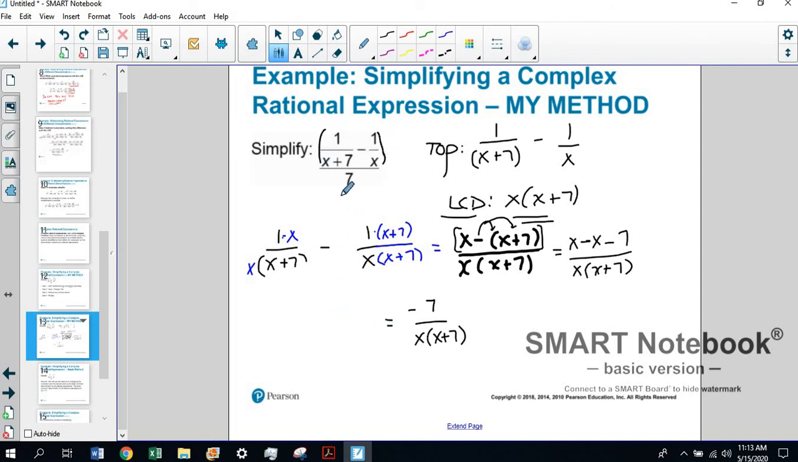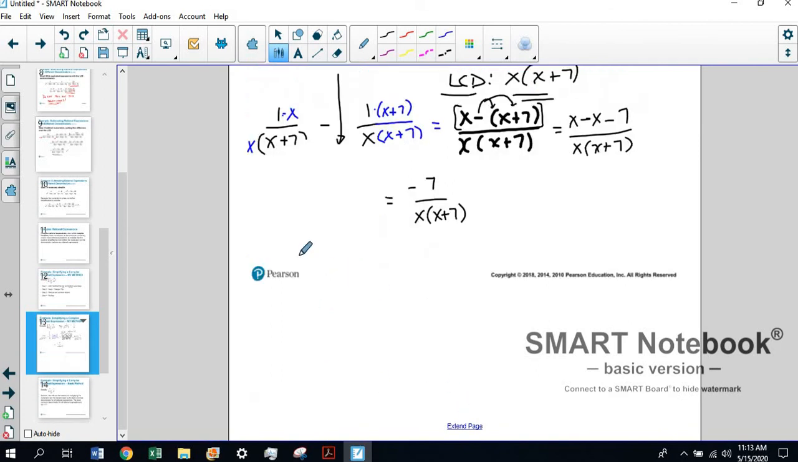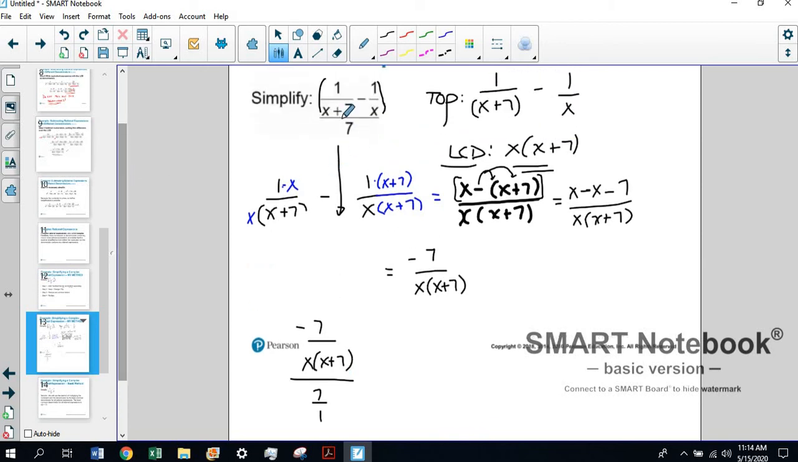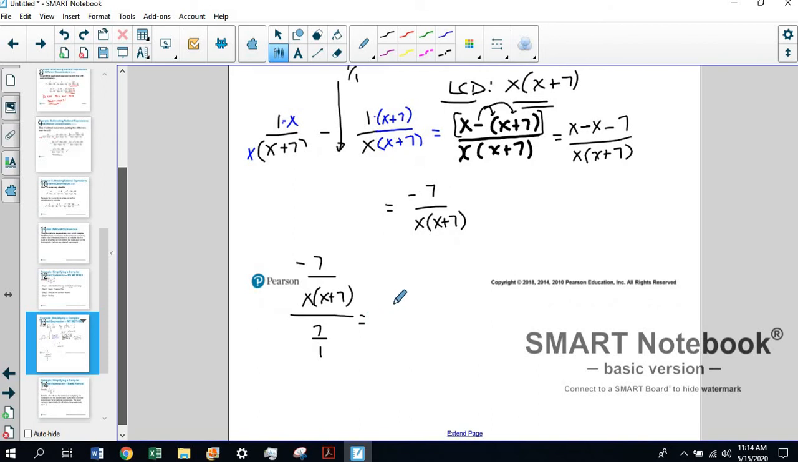And so now what we do is we bring this down and we do our keep, change, flip thing. And so this is negative 7 over x times x plus 7, all over 7 over 1. We think of this as 7, we think of it as over 1, right? That makes it a fraction. And now we keep the numerator the way that it is. We change this to a times, and then we flip this to a 1 over 7. All right? And then, of course, 7 divides 7 and leaves a 1.